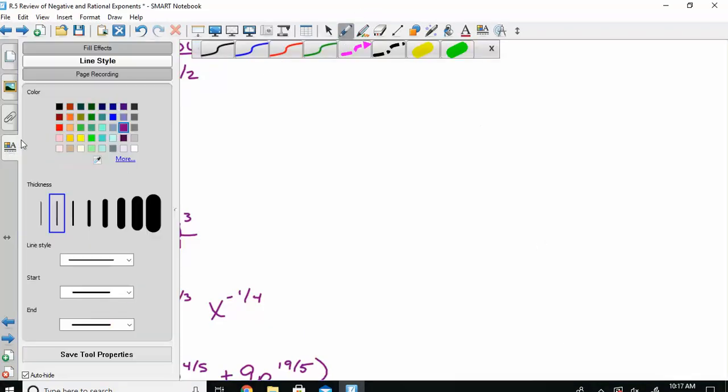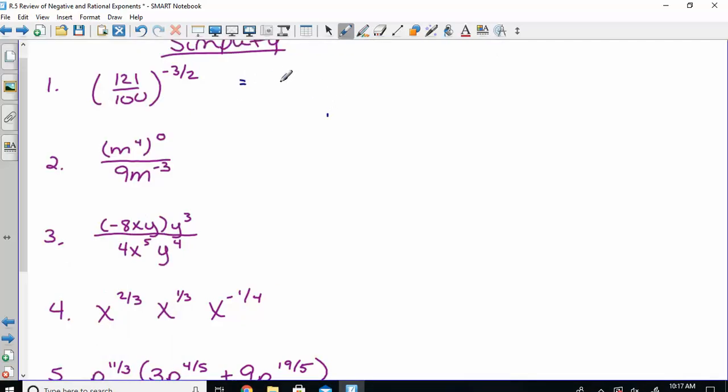What does a negative exponent do? Flips it. So it becomes 100 over 121, and this is all to the 3/2. Now I know you can put that in your calculator. I'm going to talk about what it does though. A 3/2 means you have the square root of that cubed. So the square root of 100 is 10, and 10 to the 3rd is 1,000. On the bottom, the square root of 121 is 11, and 11 to the 3rd.